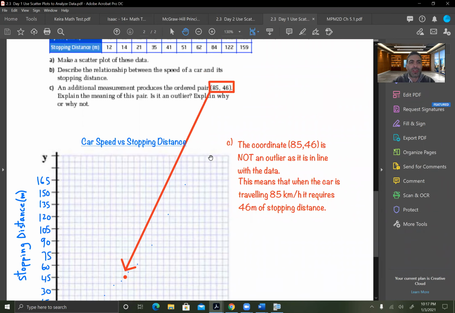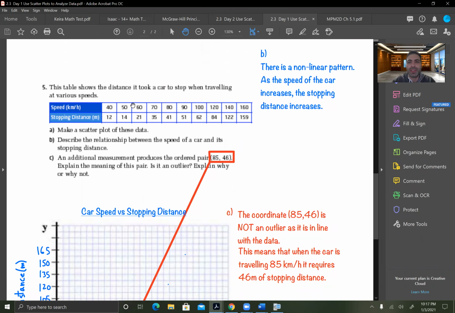One of the questions asks you here, describe the relationship between the speed of the car and the stopping distance. There's a non-linear pattern. It's curved, which just means it's not a line. So it's non-linear. As the speed of the car increases, the stopping distance also increases, okay?